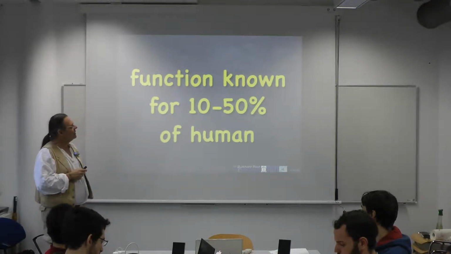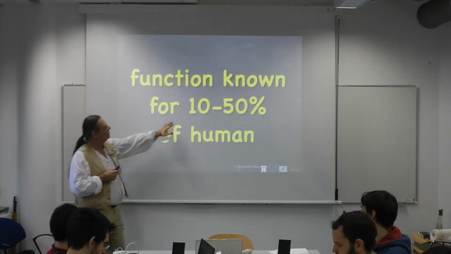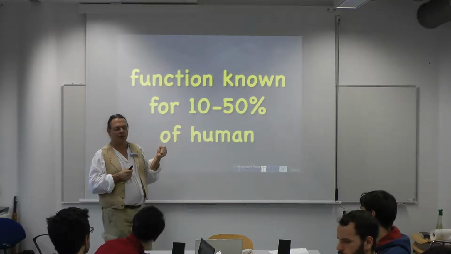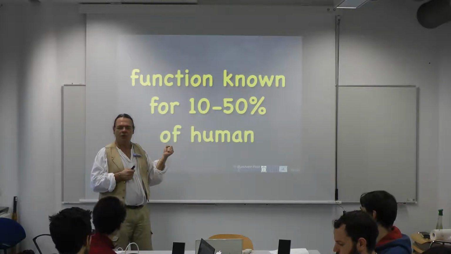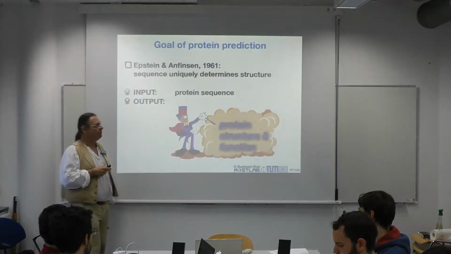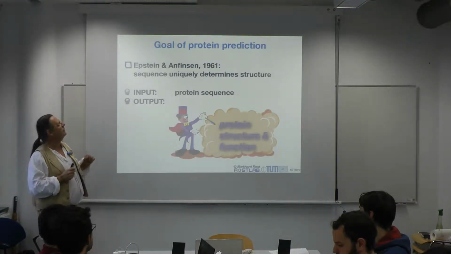I mentioned that function is known for about 10 to 50% of all the human proteins, and the spread of these numbers has to do with what exactly you define as function, how much resolution you want to have in order to say that the function is known. In principle, the problem is sort of a trivial one.